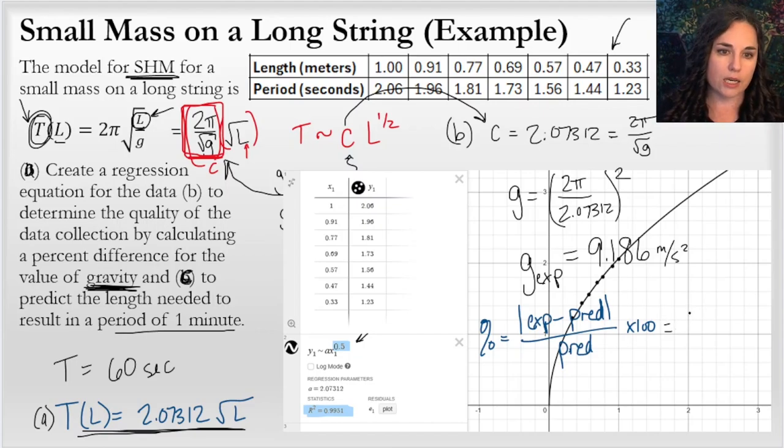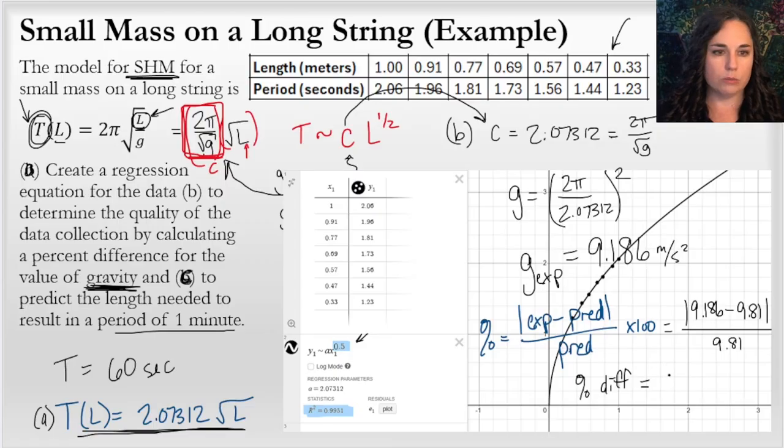So I'm going to take the experimental 9.186, subtract off the predicted. Our predicted value for gravity, if you don't know, is 9.81. If you have seen the value of gravity in meters per second squared before, it's 9.81. And when we calculate the percent difference here, the percent difference for these students turned out to be 6.36%, which is fantastic for undergraduate students in introductory physics.